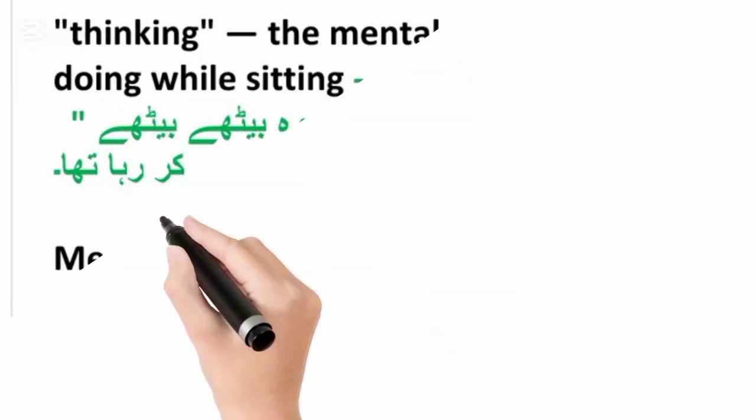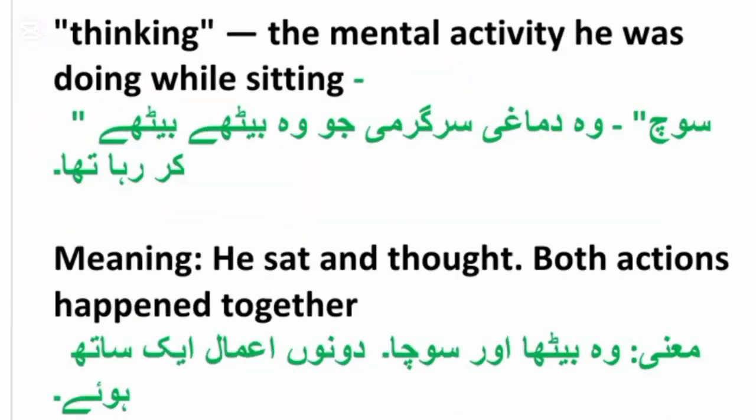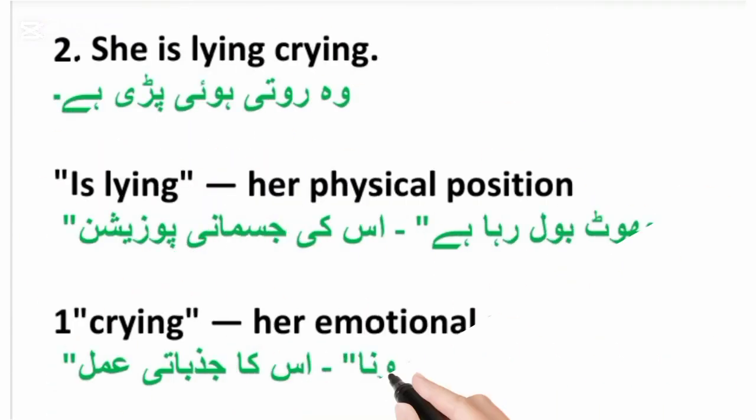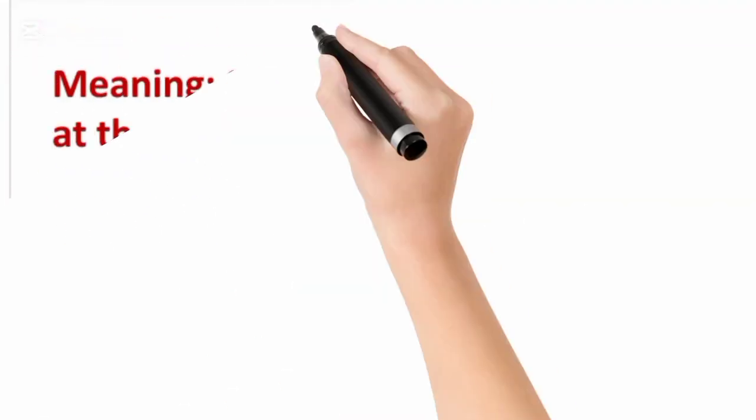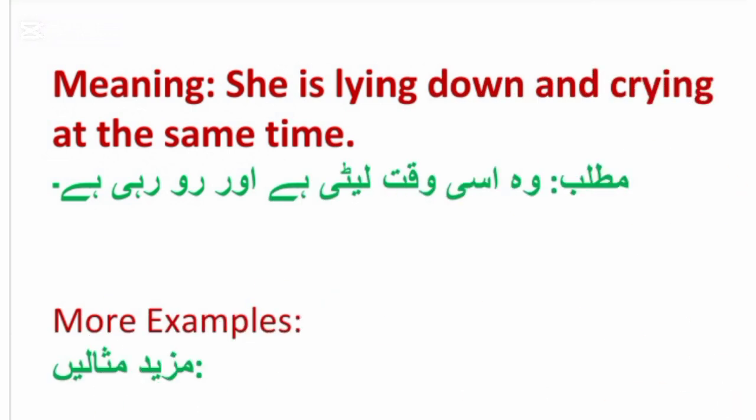Thinking, the mental activity he was doing while sitting. Meaning, he sat and thought. Both actions happened together. She is lying crying. Lying, her physical position. Crying, her emotional action. Meaning, she is lying down and crying at the same time.